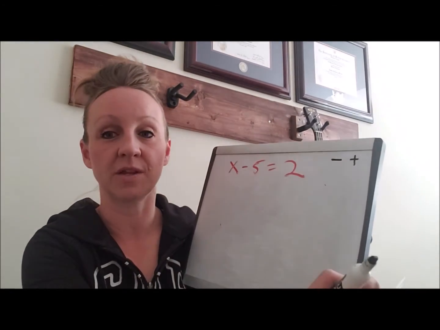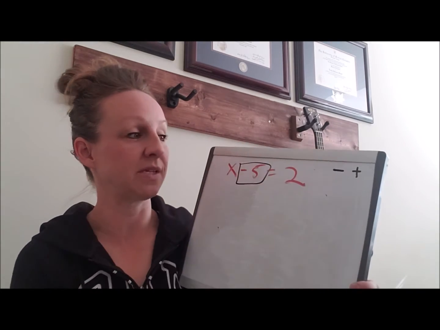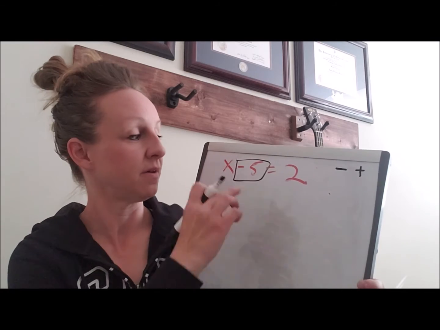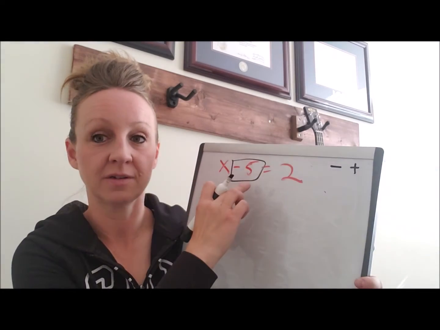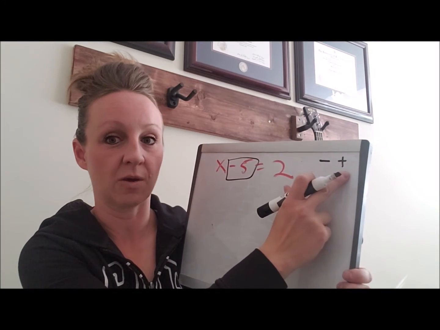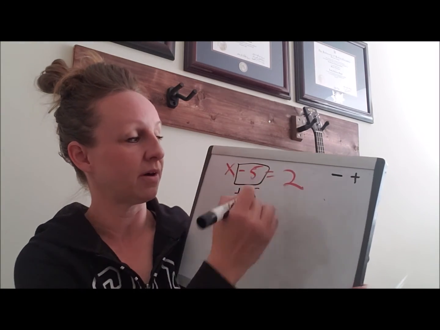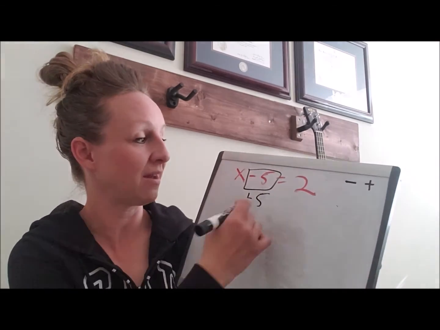I'm going to put all my numbers on this side. But to do that, I need to do the opposite of what is there. So if it says take away 5, I'm going to add 5, right? The opposite of take away is add. The opposite of subtraction is addition. So I'm going to add my 5, and they cancel themselves out, right?